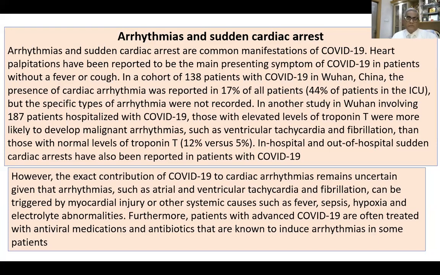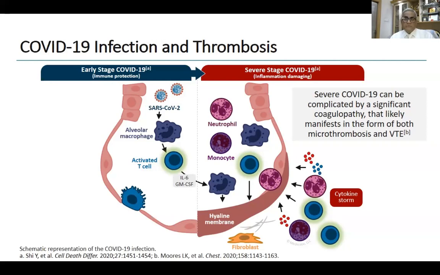The exact contribution of COVID-19 to cardiac arrhythmia remains uncertain, given that atrial and ventricular tachycardia and fibrillation can be triggered by myocardial injury or other systemic causes like fever, sepsis, hypoxia, and electrolyte abnormalities. Even patients with acute coronary syndrome can get cardiac arrhythmia. Myocarditis can also cause cardiac arrhythmia. Drug interaction can cause cardiac arrhythmia. There are so many mechanisms which can cause cardiac arrhythmia in COVID patients. And COVID-19 infection and thrombosis is another important parameter which you need to recognize. So acute myocarditis, cardiomyopathy, inflammatory injury, immunological injury, acute coronary syndrome, and cardiac arrhythmia, as well as thrombotic complications, like COVID-19 infection and the prothrombotic state.